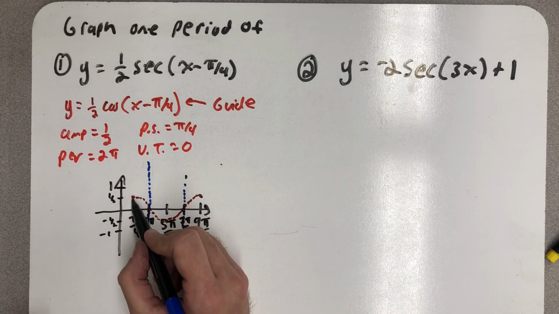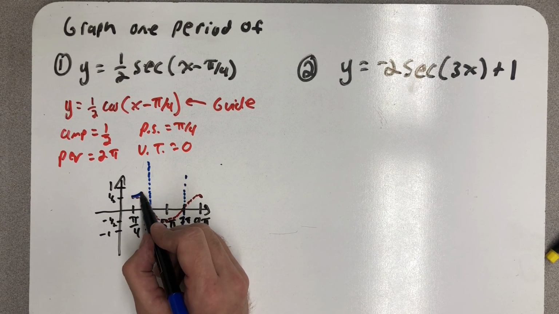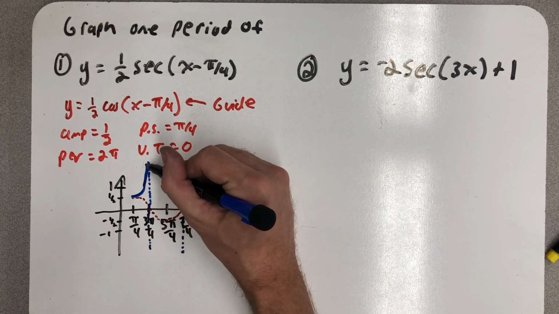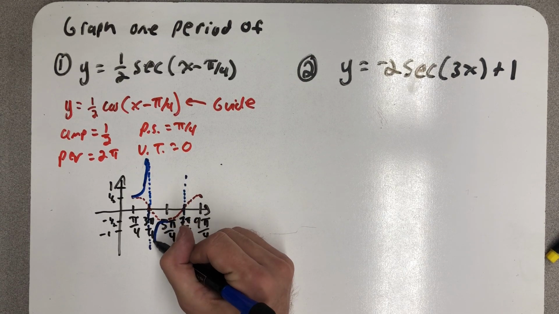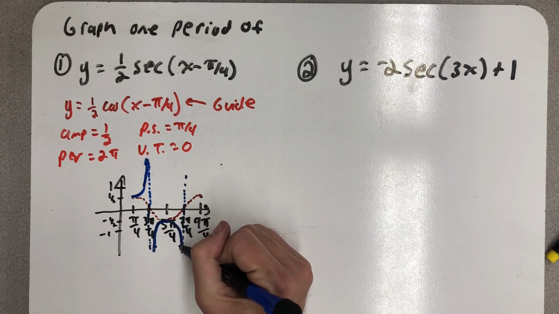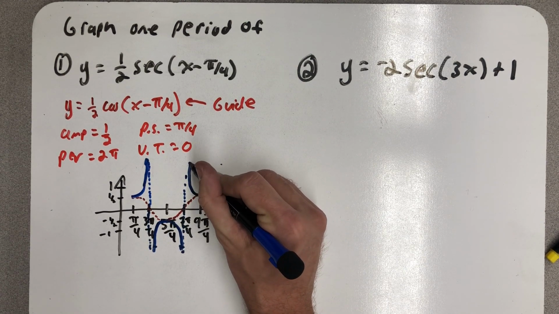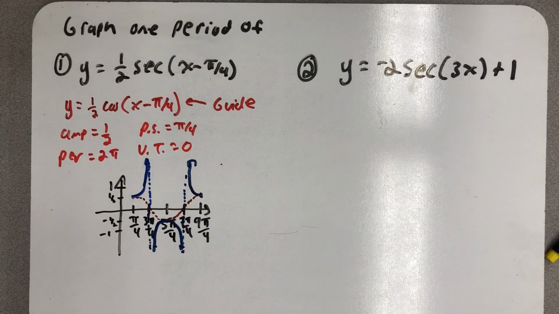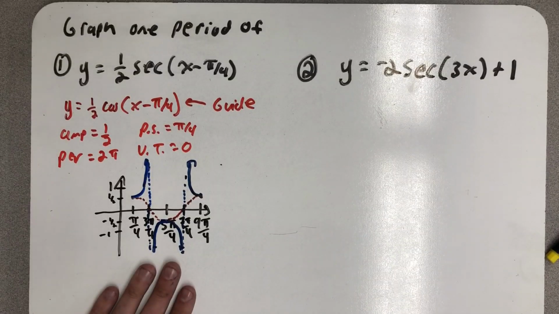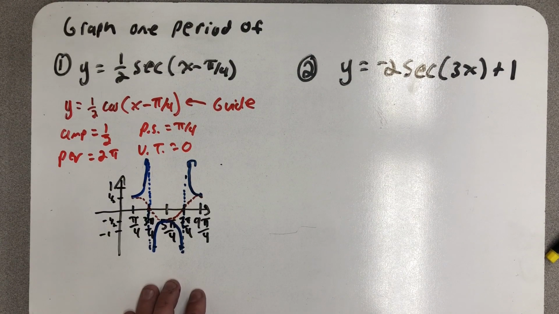Where cosine is equal to 1/2 here, secant's also equal to 1/2. And there are my nice reciprocal shapes. And that's my nice happy graph of 1/2 secant of x minus pi fourths.